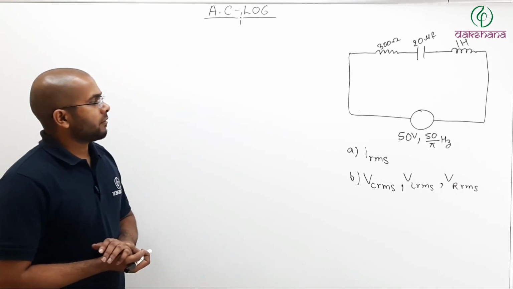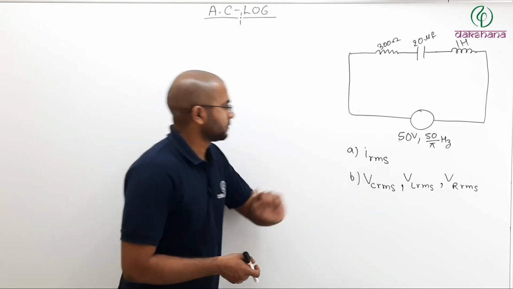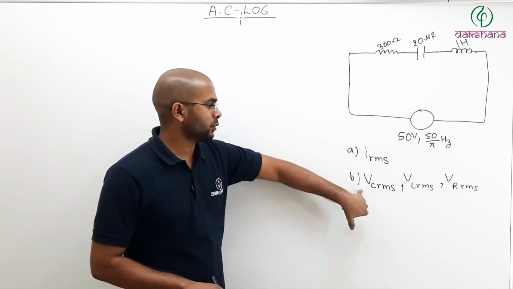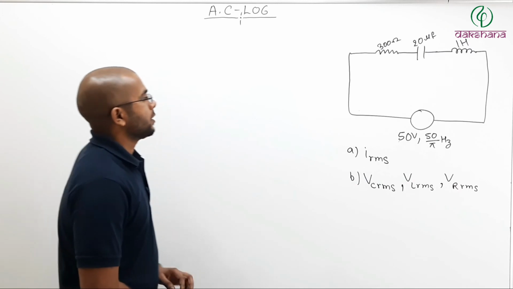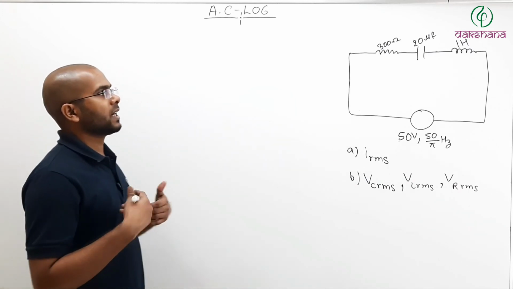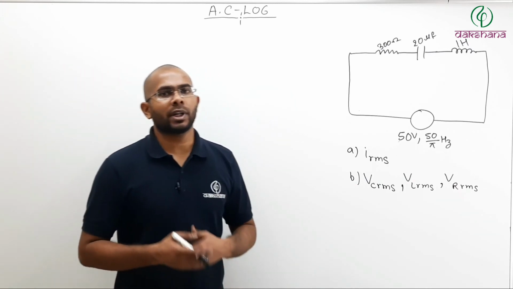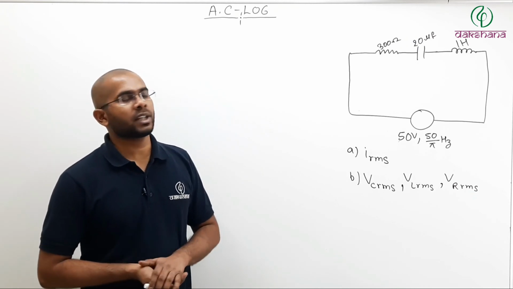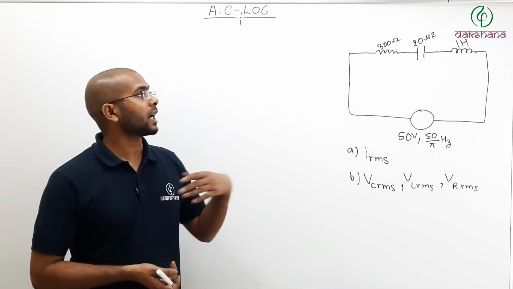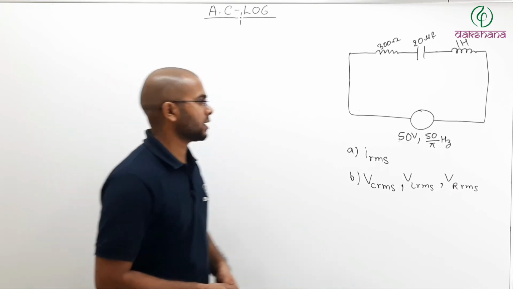So this circuit is given. We have to find number 1, IRMS, and number 2, VCRMS, VLRMS, VRRMS. In order to find IRMS, first I need to know the impedance of the circuit. And in order to know the impedance, I need to know the reactance of the capacitor and the reactance of the inductor. So let us find.